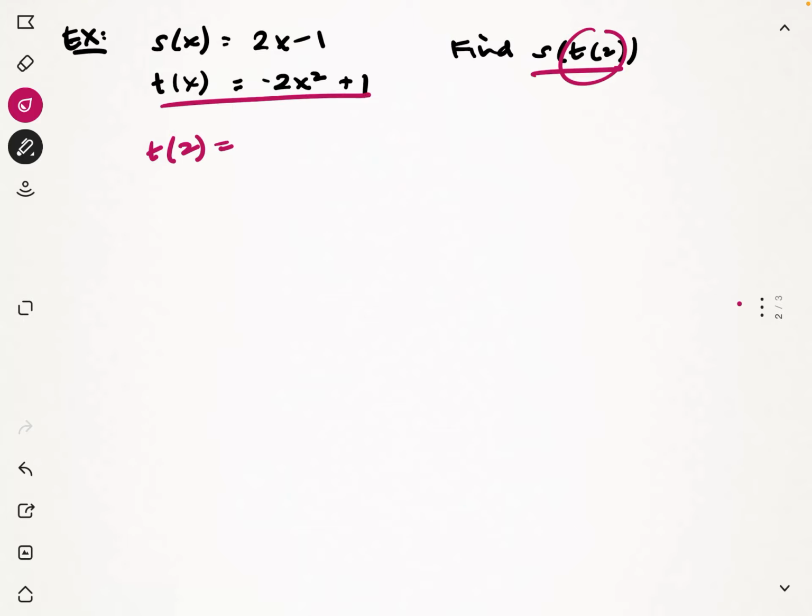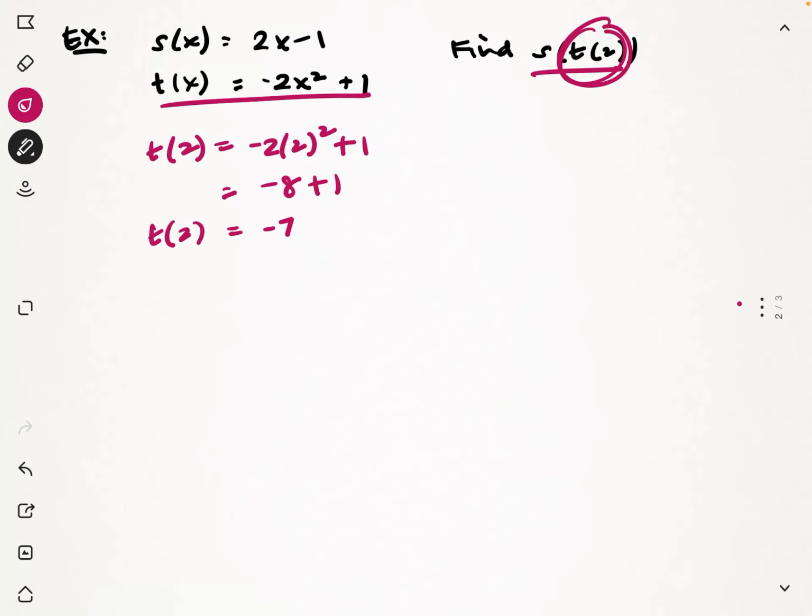Here's your function. So we're substituting 2 in for our X. Again, order of operations says we do the exponent first. So 2 squared is 4. 4 times negative 2 is negative 8 plus 1, which is going to give us negative 7, right? So we're going to replace this T of 2 here with just negative 7.